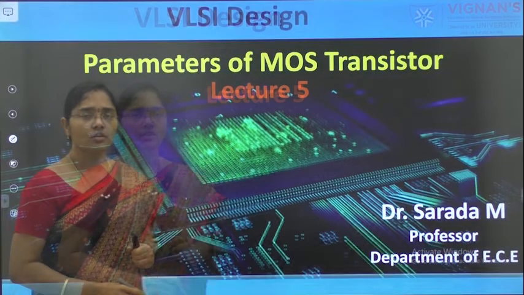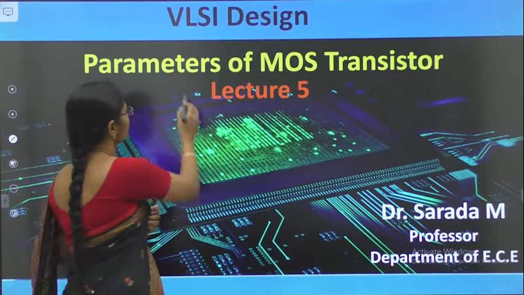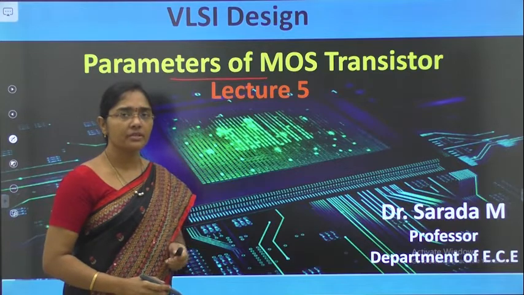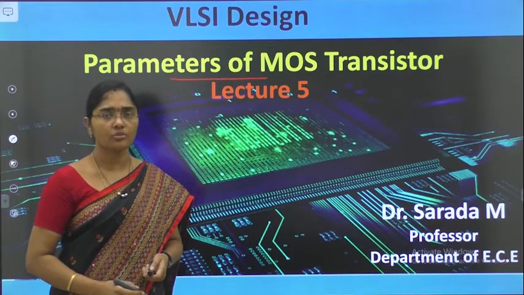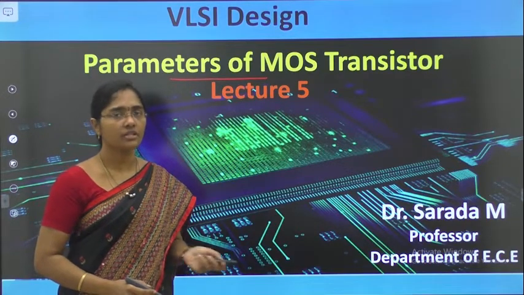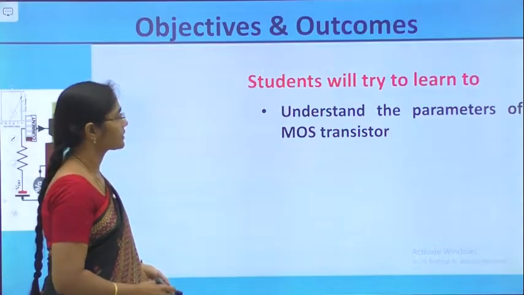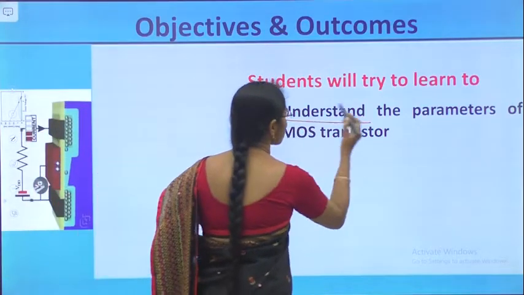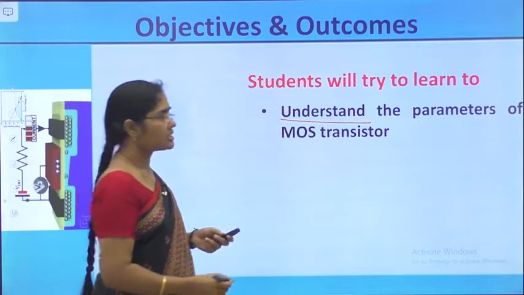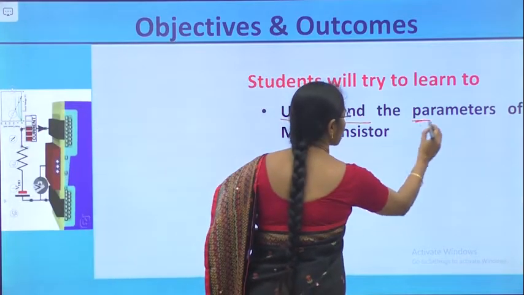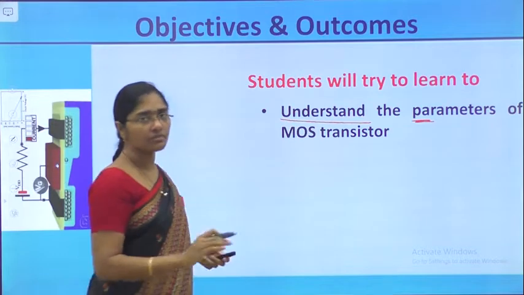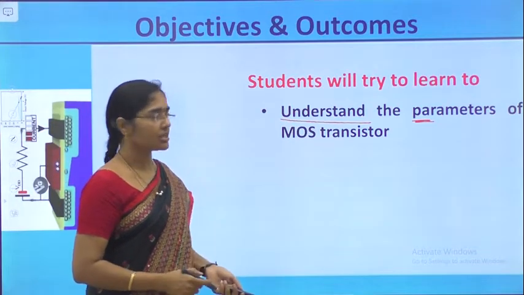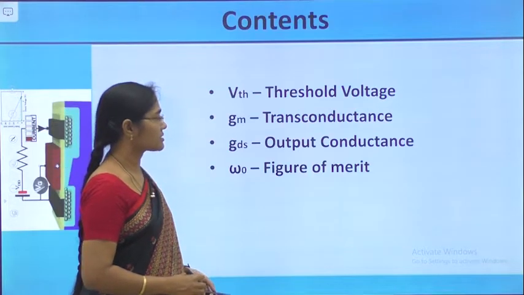Hello everyone, welcome back to the lecture on parameters of MOS transistor. Here we are going to see parameters like transconductance, output conductance, threshold voltage and figure of merit. The objective of this lecture is to understand the different parameters of MOS transistor. After learning this, you will be able to define the parameters and their significance of the MOS transistor.